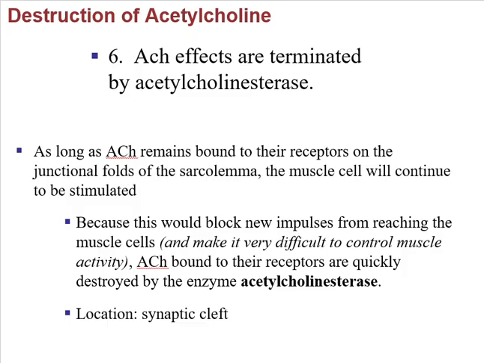And we don't want to forget step 6, which is when acetylcholine has to be broken down by acetylcholine esterase, because we don't want acetylcholine to remain bound to the receptors on the junctional folds of the sarcolemma, because that would mean the muscle cell would continue to be stimulated, but it also wouldn't reset and couldn't be reused. So we don't want to block new impulses from reaching the muscle cell. It would make it very difficult to control muscle activity. So the acetylcholine that's bound to the receptors is actually quickly destroyed, mainly by the enzyme acetylcholine esterase. And this occurs in the synaptic cleft of the neuromuscular junction.